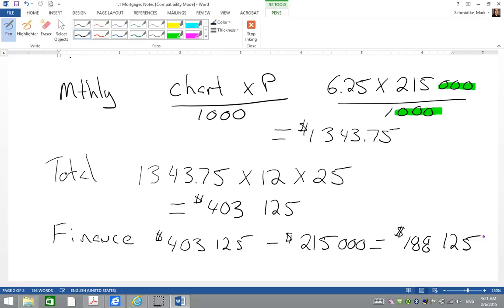Now granted, they had to wait 25 years to get this, but if you think about the number of mortgages, even in the city of Winnipeg, never mind the province of Manitoba or even Canada, banks make lots and lots of money off of mortgages.